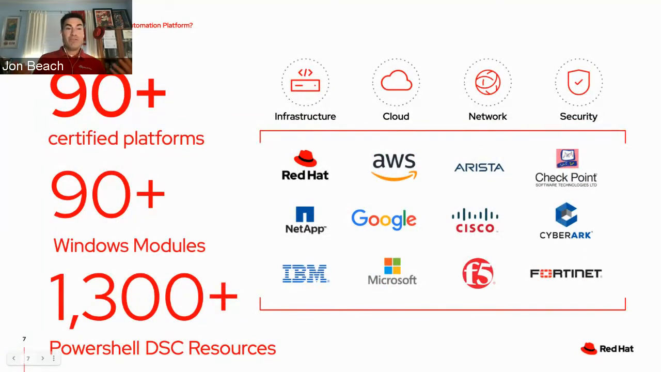So there's more than 90 certified content collections supporting over 30 technical partners and covering multiple different use cases, right? Like I said a few times now, we talked about networking, we're going to talk about Windows. Ansible's content domain initiatives are designed to support real world use cases and different pieces of your entire enterprise IT stack. And like I said, we have 90 certified platforms. This discussion today is about Windows, and we have over 90 Windows modules, as well as over 1,300 PowerShell resources.